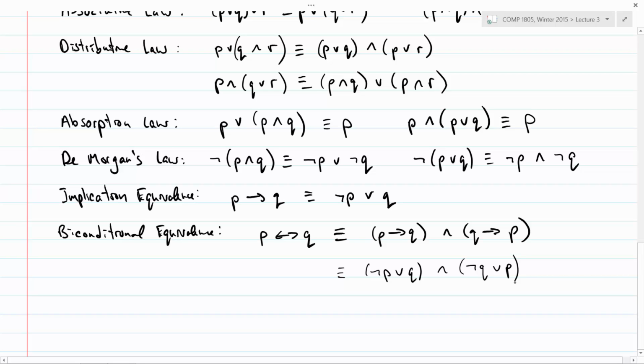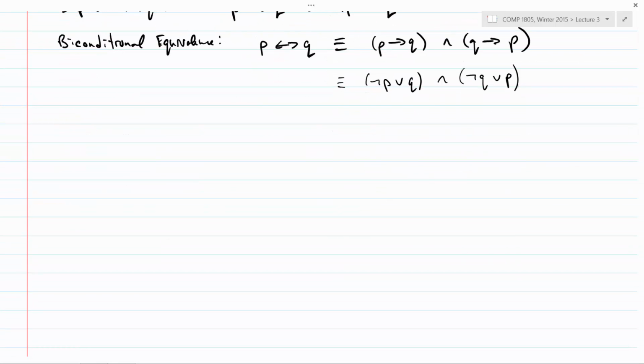The other thing you should notice is that every law here applies if P is a compound proposition, or Q is a compound proposition, or R is a compound proposition. These all apply to blocks, if you like. It doesn't have to be a single letter. All right, so let's do some examples with this.